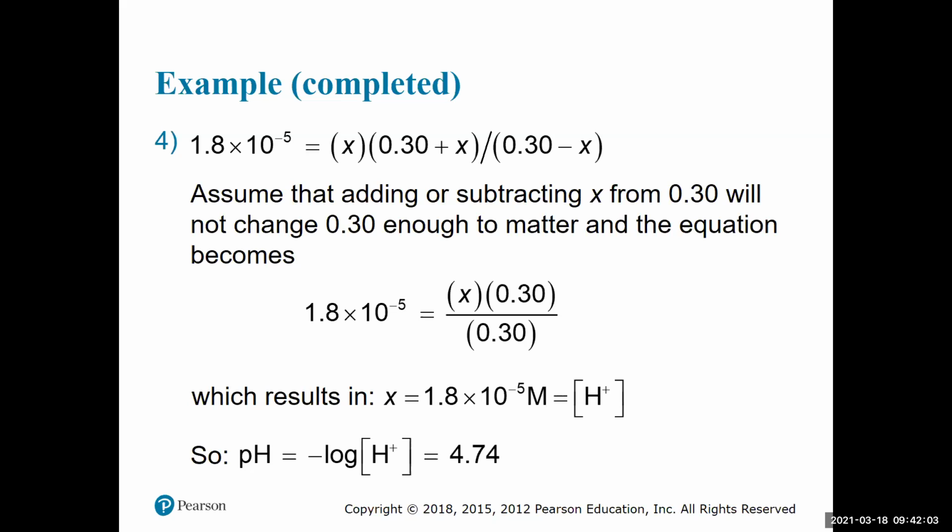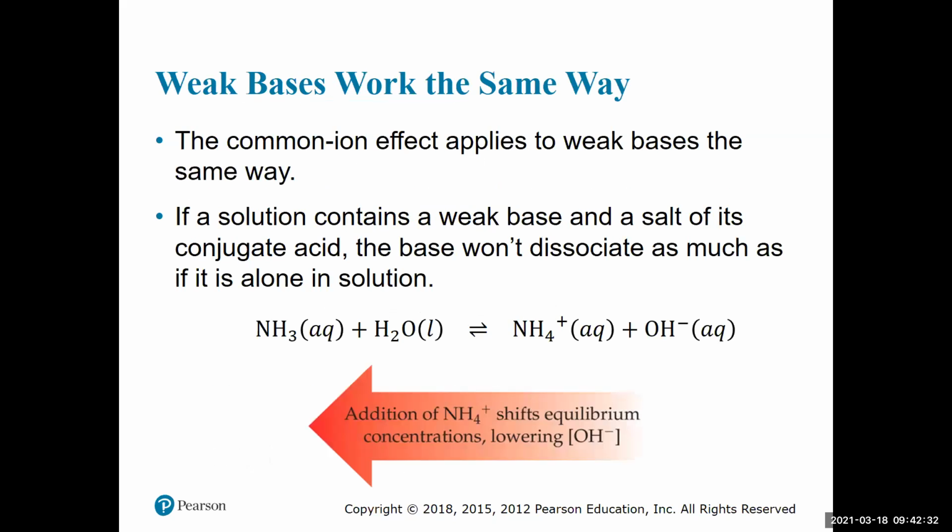I just want to point out that we're neglecting those plus X and minus X because relative to 0.30, it's not significant. We're not saying that nothing happens. Okay, something is happening. Those are changing, but we're just saying in terms of the size of that value, by the time we round to our significant figures, it's not going to make a difference. But we're not saying nothing happens. Okay.